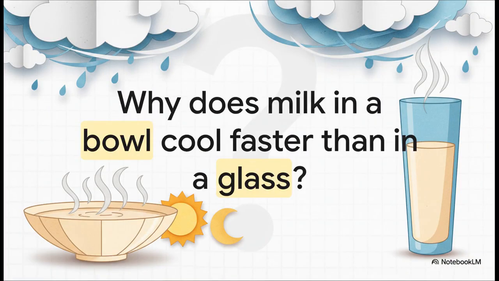Okay, now a question for my clever students. Let's say your mommy gives you hot milk. If she gives it in a wide bowl, it cools down quickly. But if she gives it in a tall, narrow glass, it stays hot for a longer time. Why does this happen? Think about it.